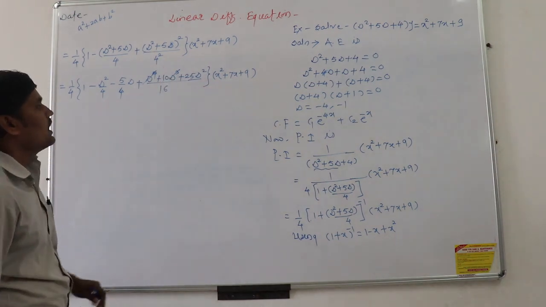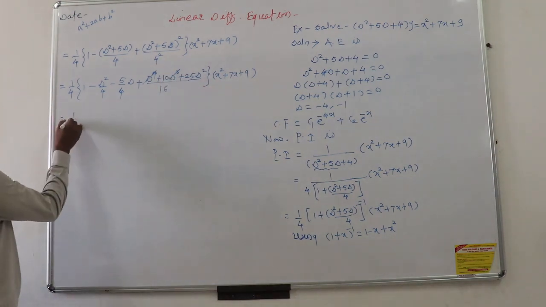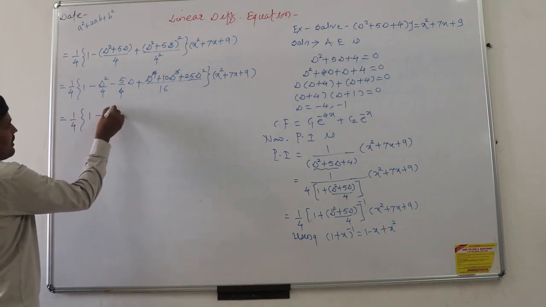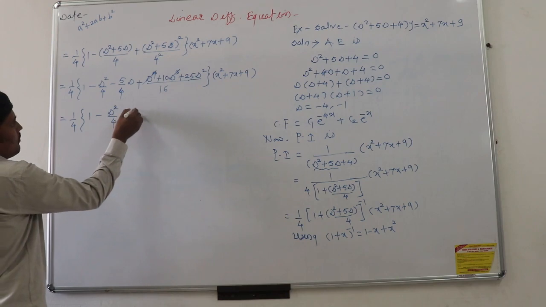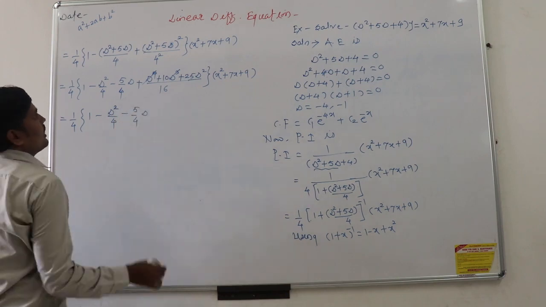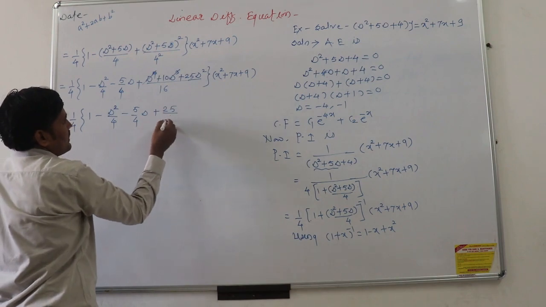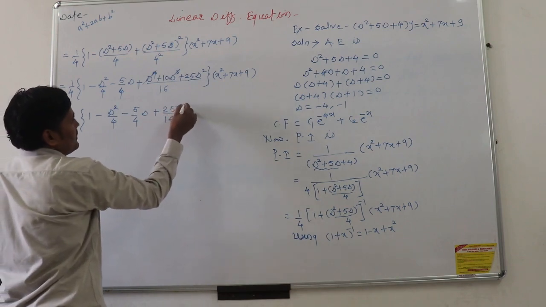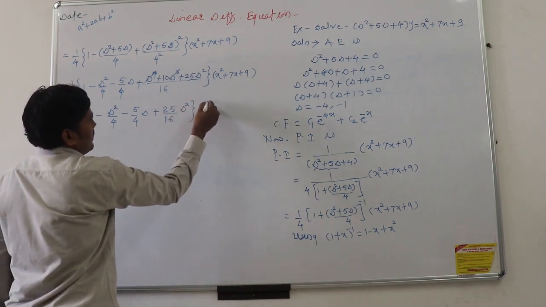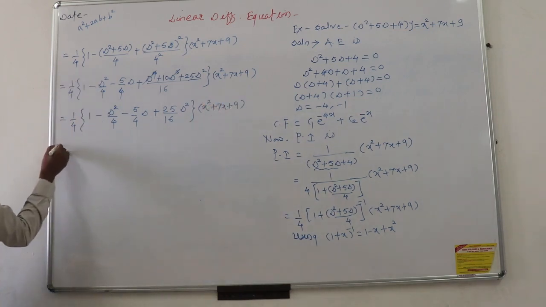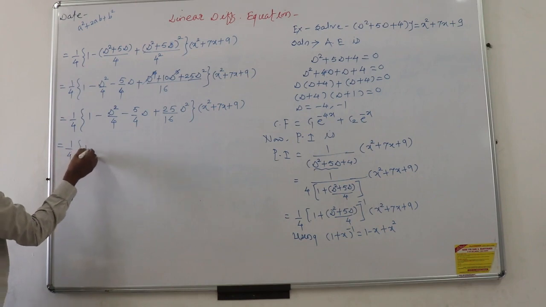So these two terms are cancelled. Then it can be written as 1 by 4, 1 minus d square by 4 minus 5 by 4d. As these two terms are cancelled, it becomes 25 by 16 d square, x square plus 7x plus 9.